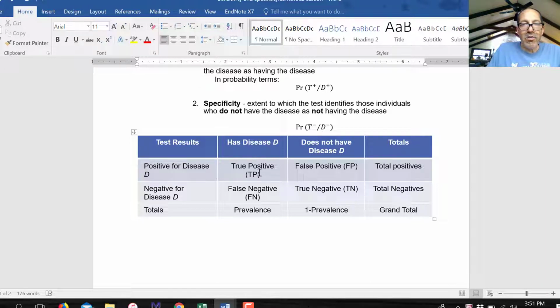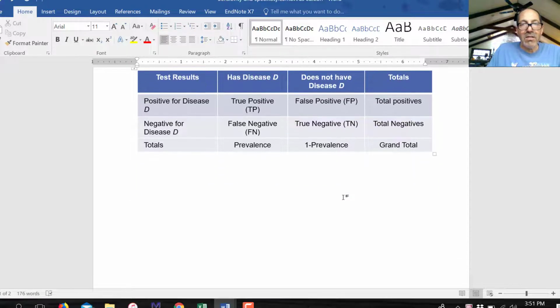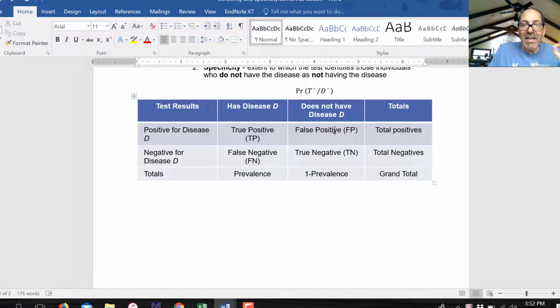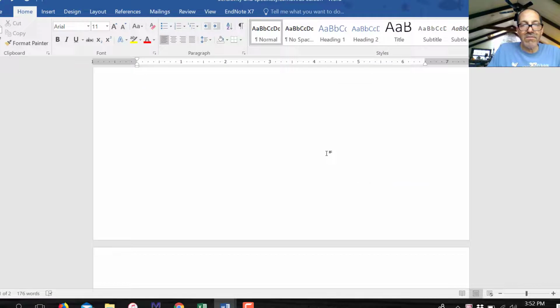And so there are four different possibilities here. If you have the disease and you test positive, that's a true positive. If you have the disease but test negative, you're a false negative. If you do not have the disease and test positive, you're a false positive. If you do not have the disease and test negative, you're a true negative. So this box is sensitivity, and this box here is specificity, testing negative for the disease given you're disease negative.